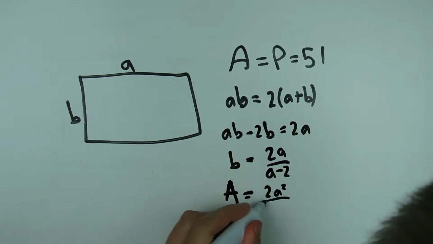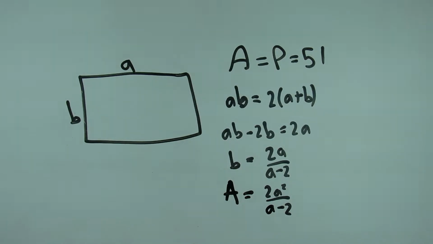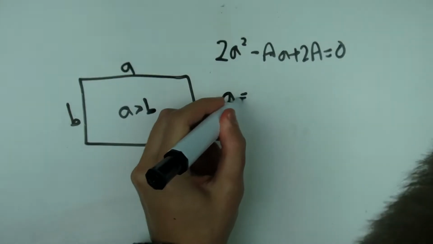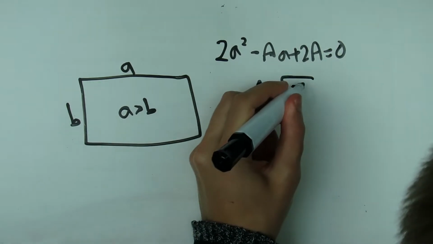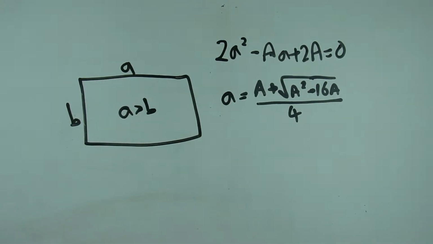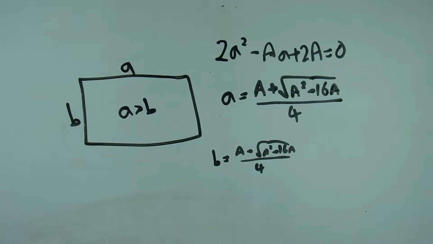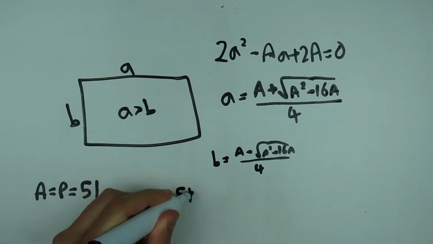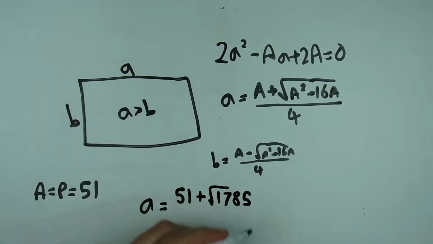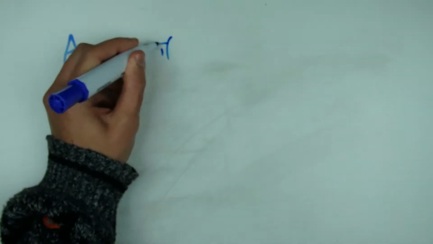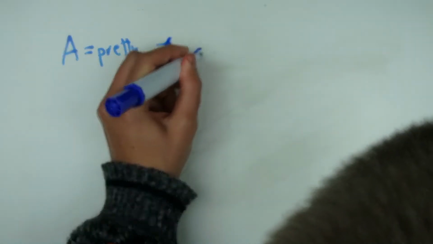So since area is AB, then it's going to be 2A squared over (A minus 2), which I rearranged into a quadratic equation, and then using the quadratic formula, got the side length of A to be (A plus the square root of A squared minus 16A) over 4. Side length B is just (A minus the square root of A squared minus 16A) all over 4, and this makes the side lengths of our rectangle (51 plus or minus the square root of 1785) all over 4, which ain't pretty. So let's find some pretty cases, some cases where the side lengths are rational numbers.